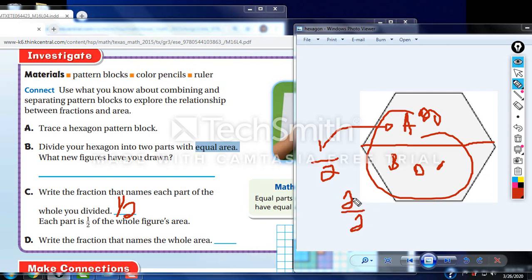So whenever you have the numerator and the denominator the same, that equals 1 whole. No matter what the number is, it'll equal 1 whole. Okay? So 2. That is what you should have right here. Does everyone understand this? Yes?